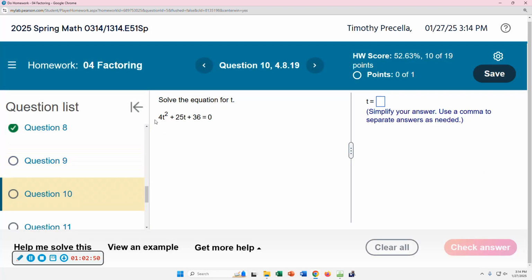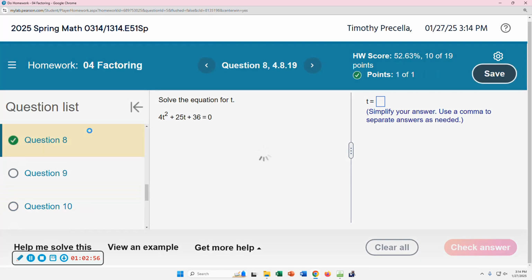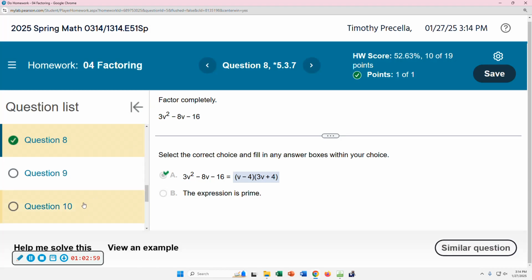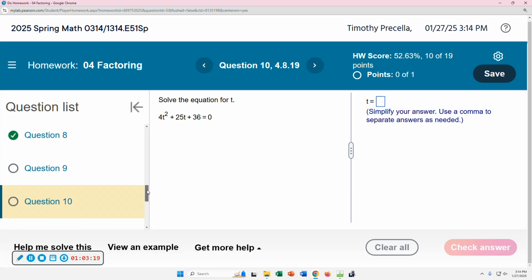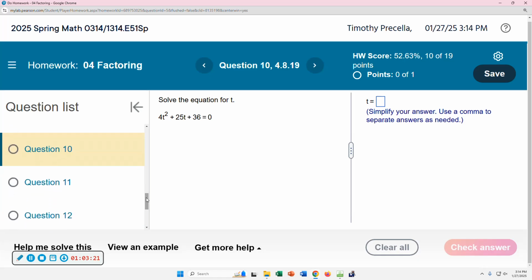Okay, let's just look. How does problem number 10 differ from number 8? Number 8 said factor. Number 10 says solve the equation. Look at how they want the answer. T equals, you're looking for numbers for T. You're no longer just trying to factor. You're trying to find out what number you can plug in for T to make the left side equal the right side, when you plug it in for both of those T's.